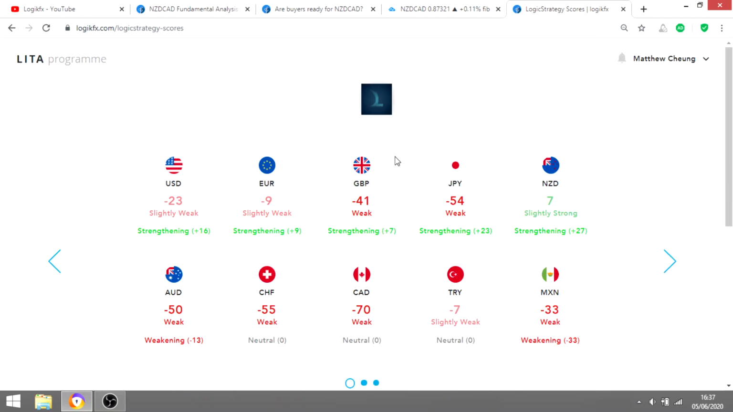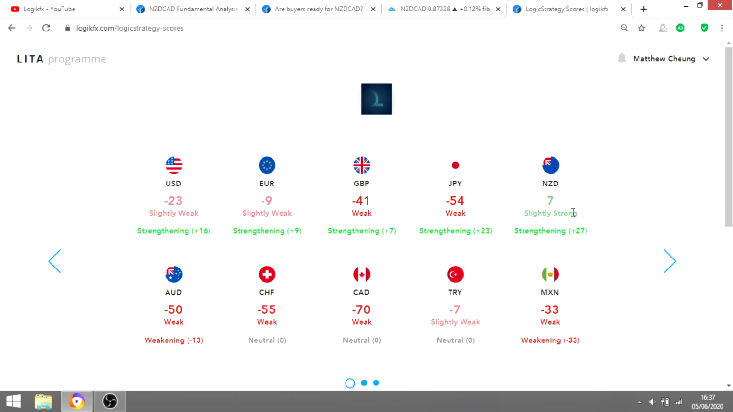So if I just flick to the Logic strategy scores here, straight away we've got an easy to use dashboard with different currencies, different strengths of the currencies, and which direction they're heading. So here we have the US dollar. It's currently slightly weak, but it's strengthening quite a bit. Now we have the euro, slightly weak, strengthening a bit. New Zealand dollar, slightly strong now, strengthening quite a lot. That's what we're using to quickly identify currency pairs to trade. So the most recent data is showing the New Zealand dollar strengthening quite a lot, and it has a strong score.